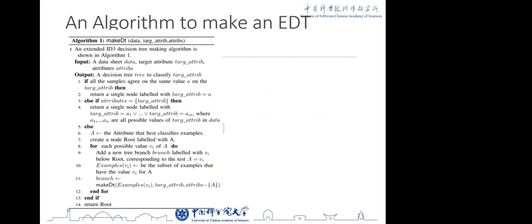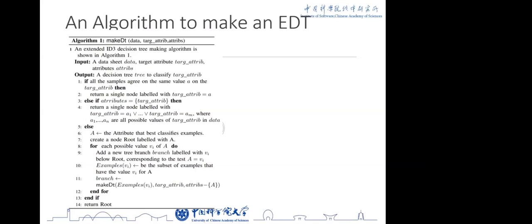This algorithm shows how to make an extended decision tree from a datasheet if target attributes are given. Line 2 deals with the case that a decision on the value of the target attribute can be made at once because all the samples agree on the same value. Thus the leaf node is returned with a label of the target attribute value.